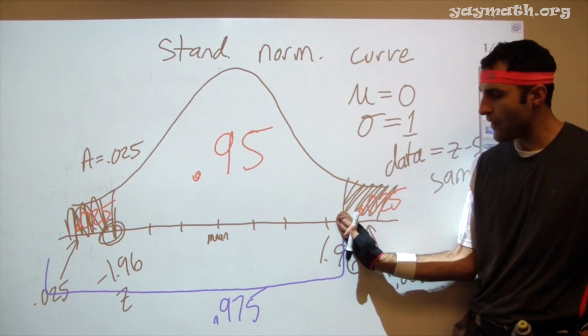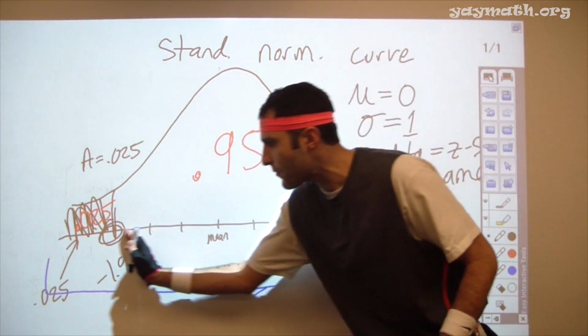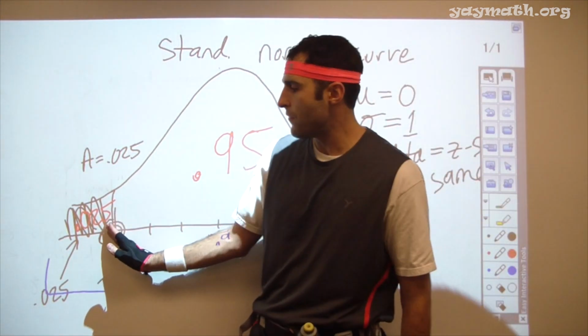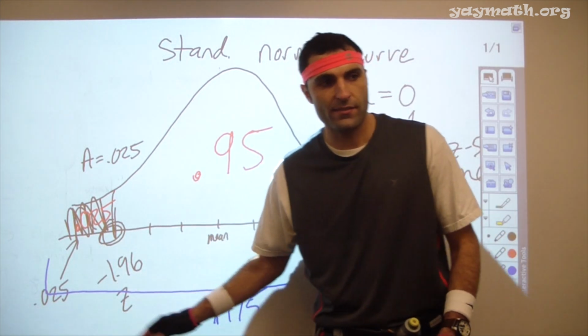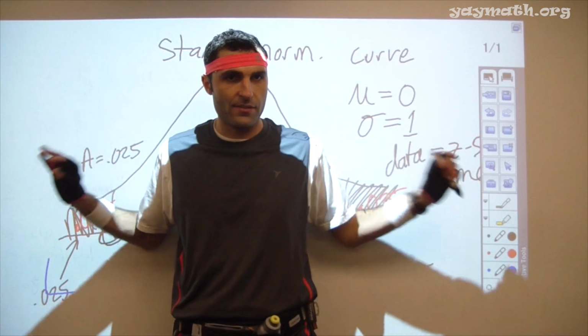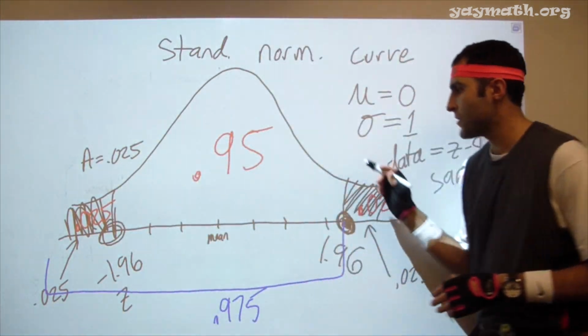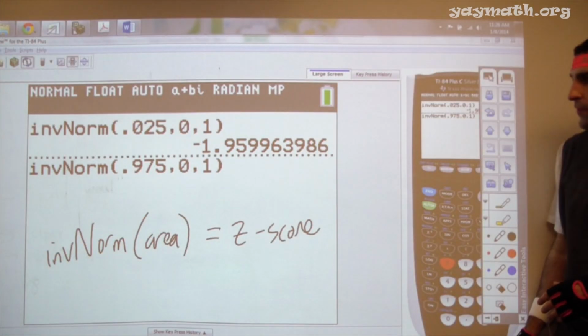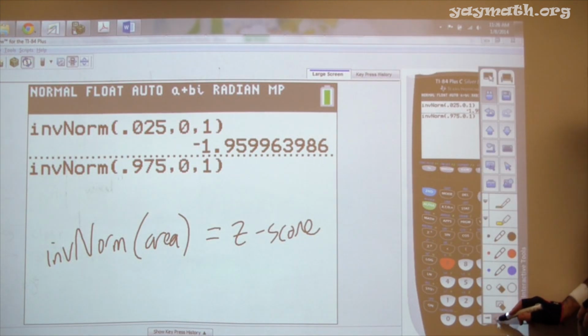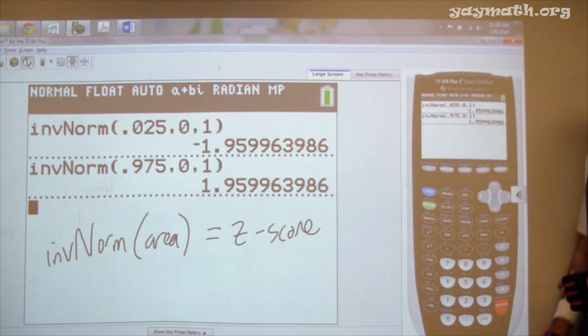This is 95 or 97.5 all the way through, 1.96. This is 0.025, negative 1.96. Symmetrically, they're the same amount off the extremes. Let's put that down, and we should get 1.96. And we hit enter. Okay, same thing.